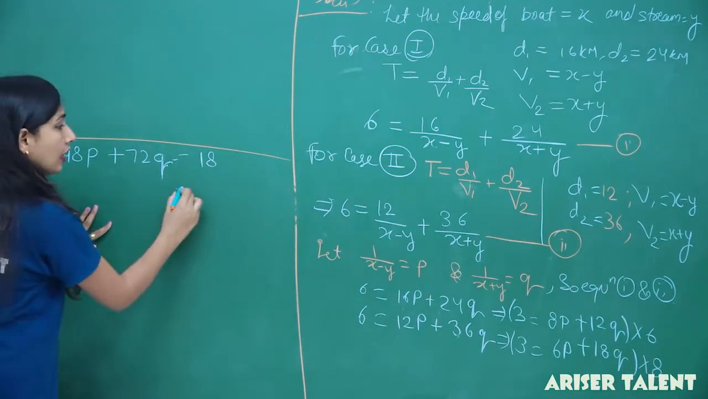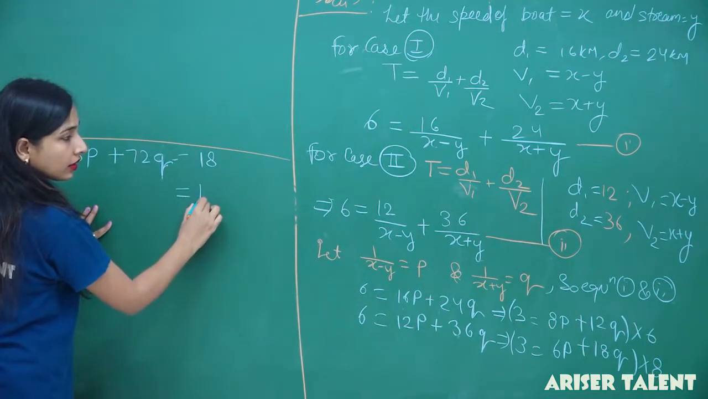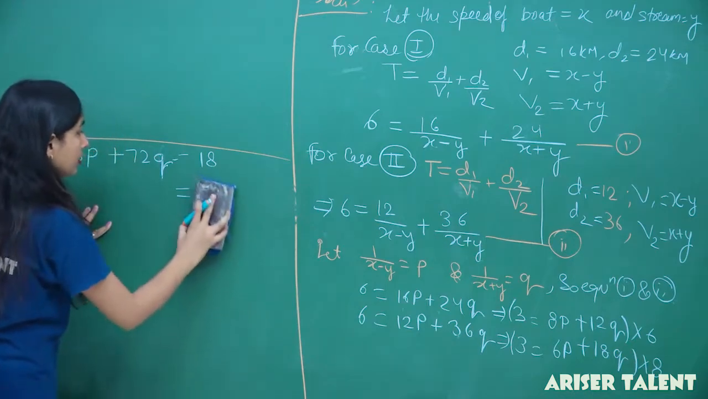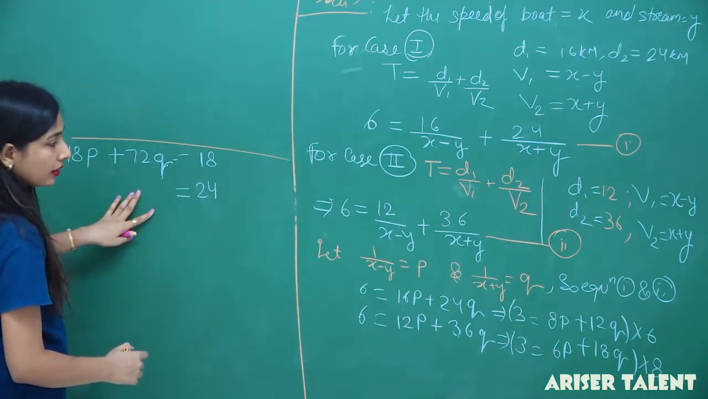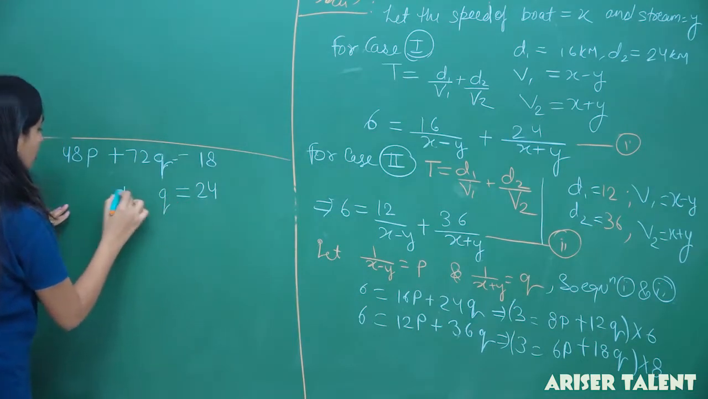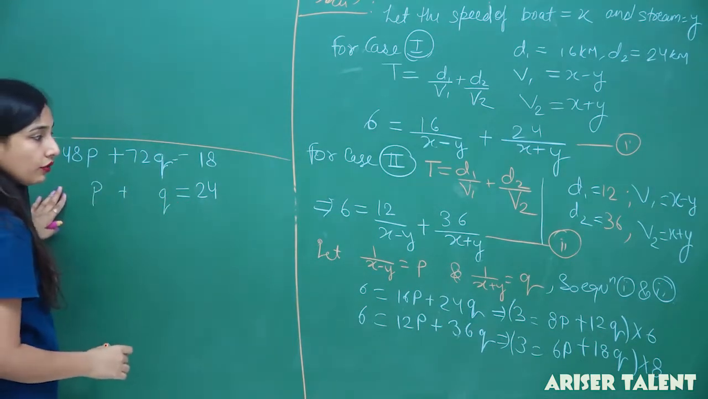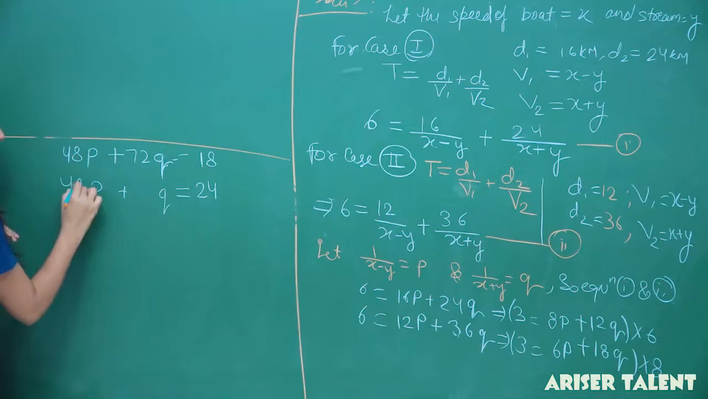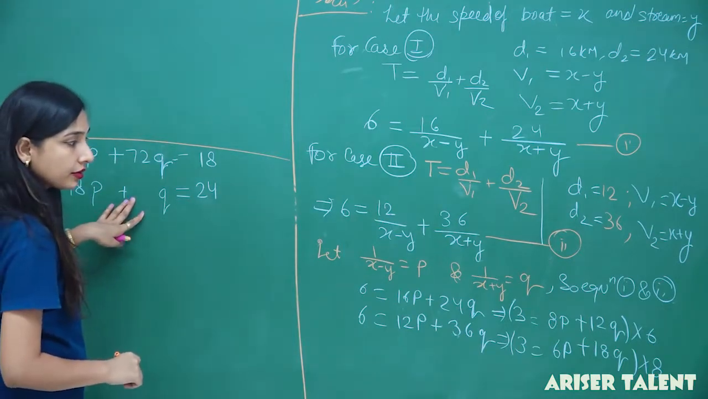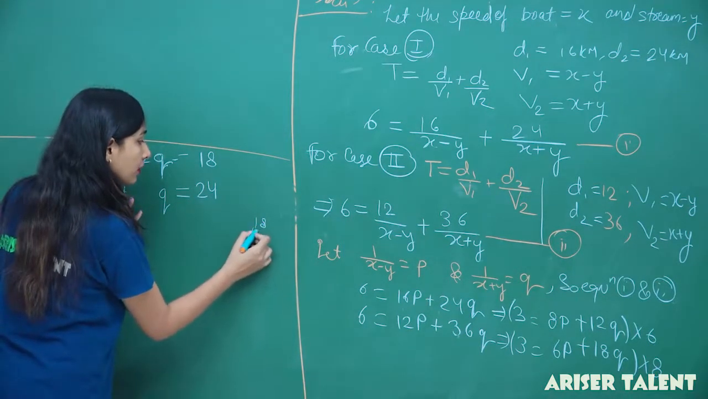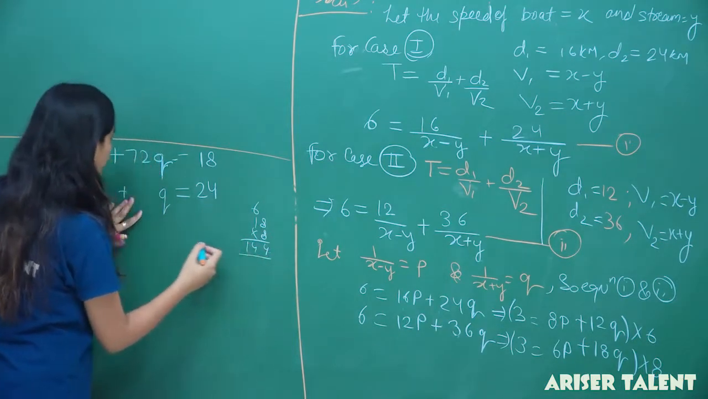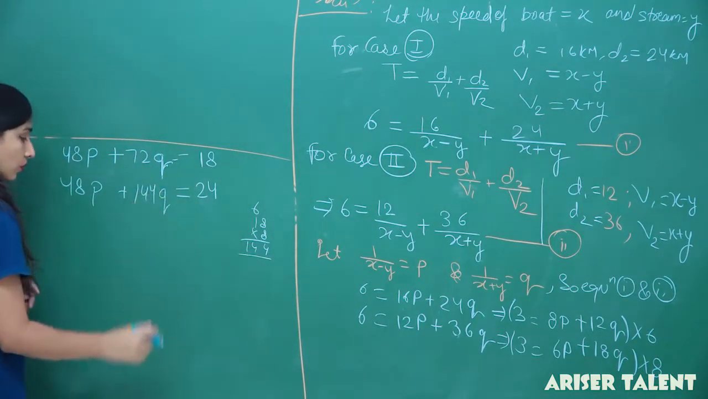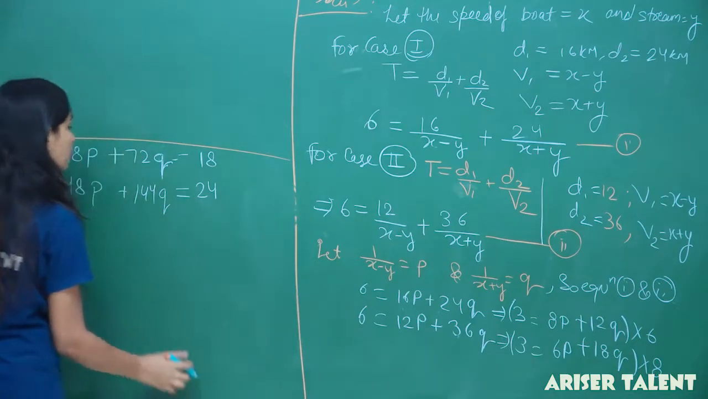Second equation, again 24 it is, right, 24, then P of 48 and Q of 144. Okay, now I am having these two equations.